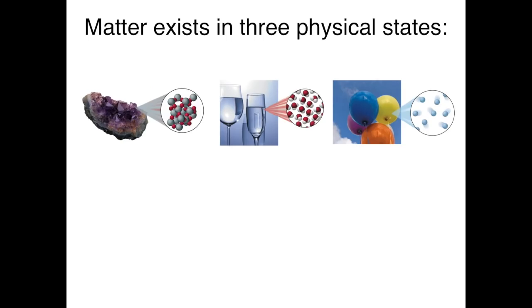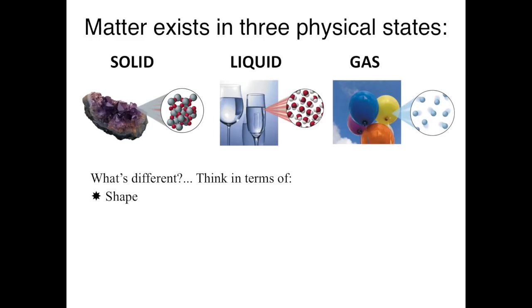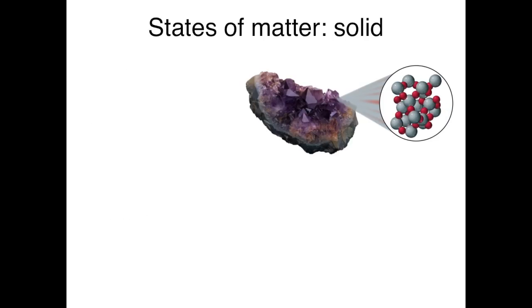Another way to classify matter is to segregate them into physical states. We have 3 physical states: solid, liquid, and gas. What's the difference between these 3 states? Let's think about it in terms of the shape, the volume, and the attraction or movement of these particles in the different states. Let's first talk about the state of solid.